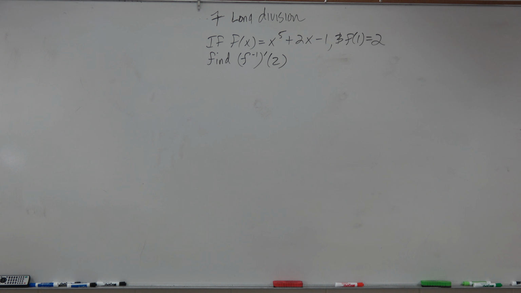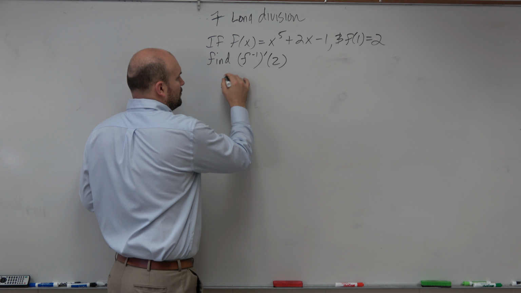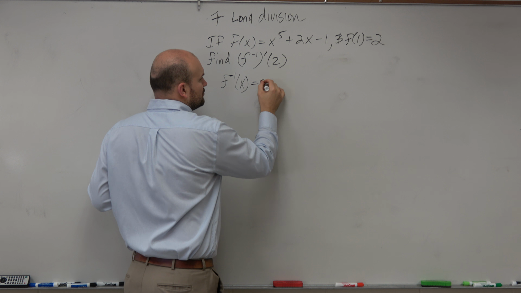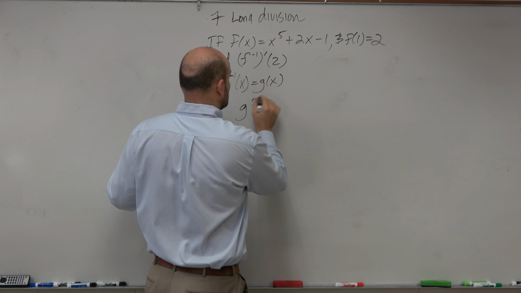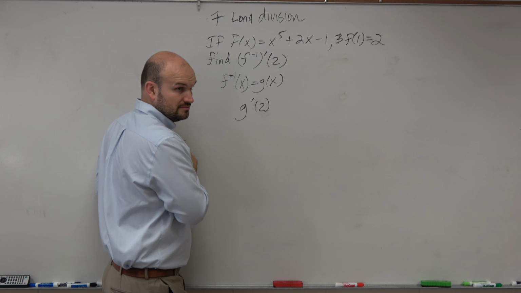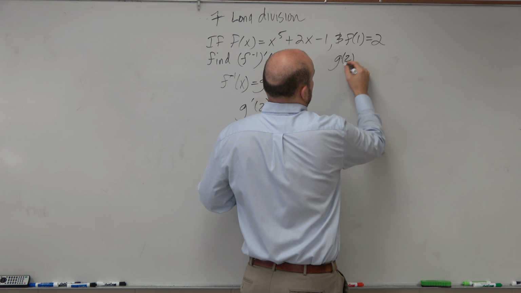All right, let's try a redo. I think at least everybody understands. Let's just, for sake purposes, say f inverse of x is going to equal g of x. So we're looking for g prime of 2. One thing we do know is that g of 2 is equal to 1.